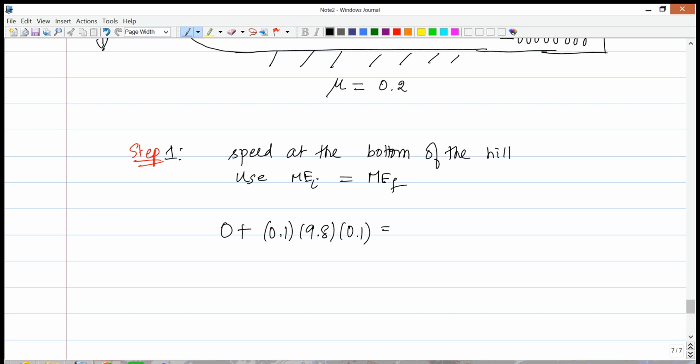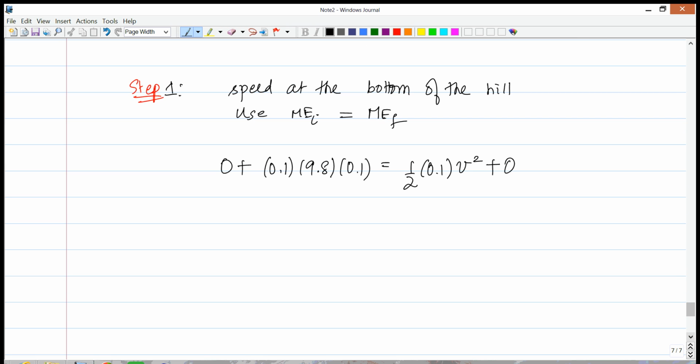And at the bottom of the hill, it has no potential and all kinetic. So its kinetic is going to be 0.1 over 2 times V squared plus 0. Once again, at the top of the hill, 0 KE and all PE. At the bottom of the hill, all KE and 0 PE. Great. So now we can get rid of the 0.1s, multiply by 2, and that gives us V squared is equal to 1.96, and that ends up giving V equals 1.4 meters per second. Alright, now we have the speed at the bottom.